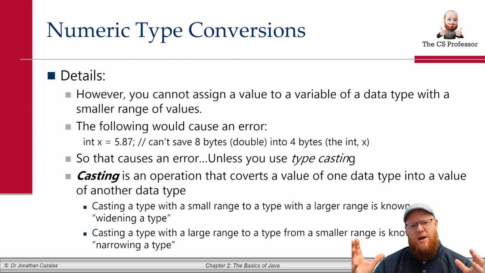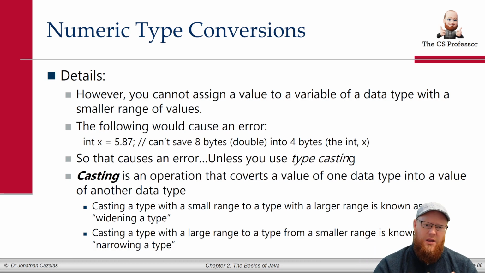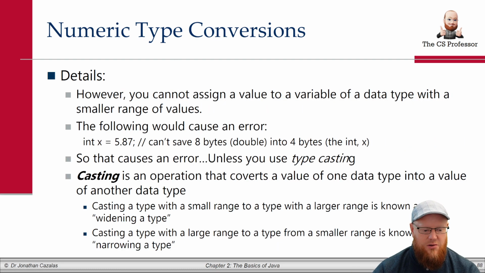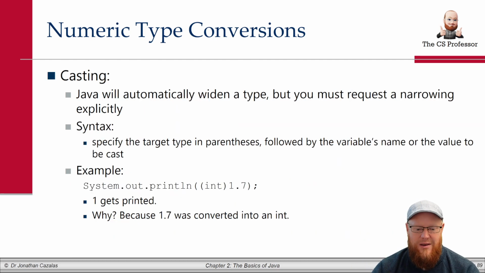So casting, as you know from Python, is a way of saving one data type into another data type. If we cast a type with a small range into a larger range, that is called widening the type. And that's what happened here in this example. We widened 4 into 4.0. We widened the int into a double. We can also narrow a type with explicit casting, going from a larger range into a smaller range, but we would need explicit casting for that.